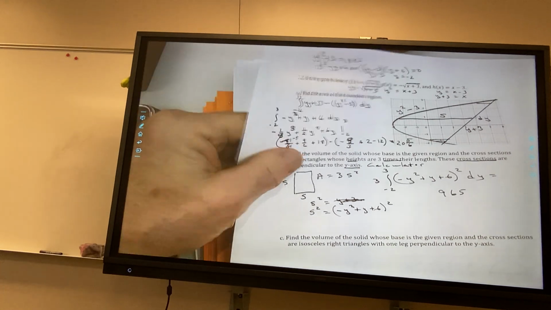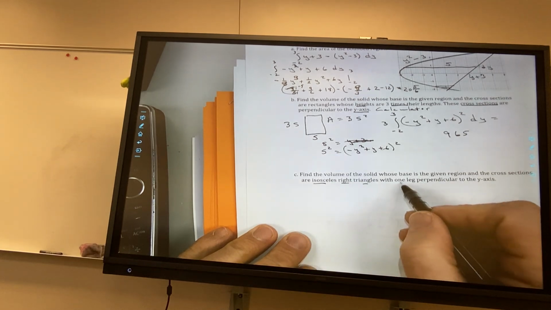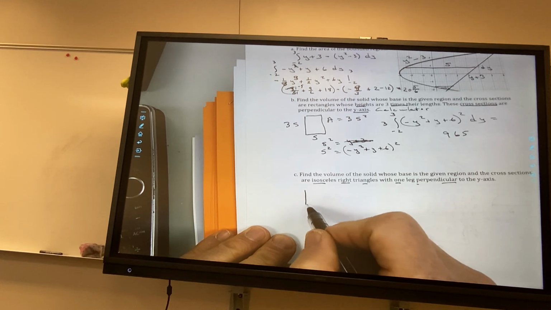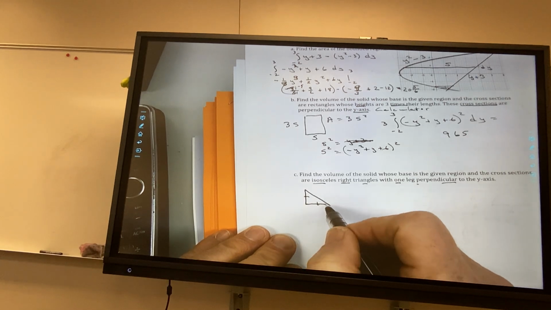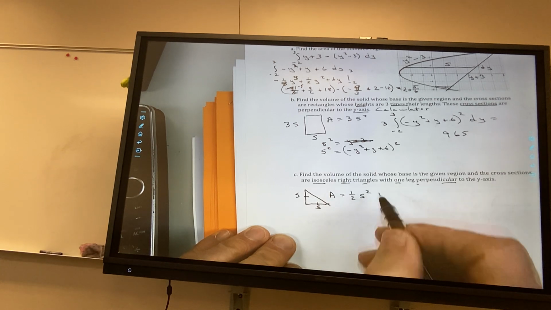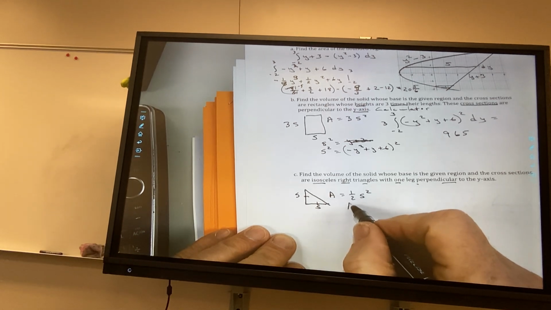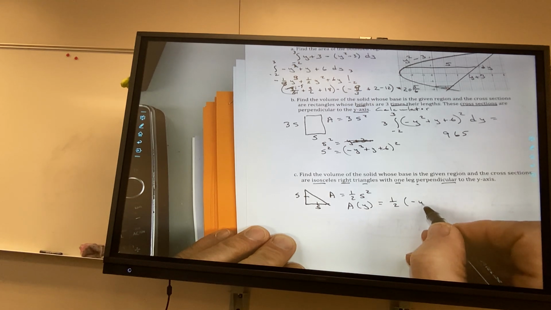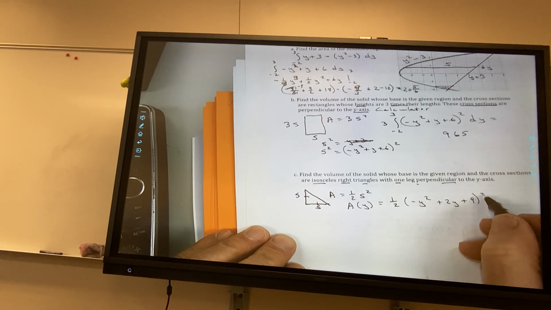Letter C, it's an isosceles right triangle with one leg perpendicular to the y-axis. So here is one of my legs, they're the same. So this is S, this is S, so my area is 1/2 S squared. So I said my area in terms of y was 1/2 times negative y squared plus 2y plus 9, squared.